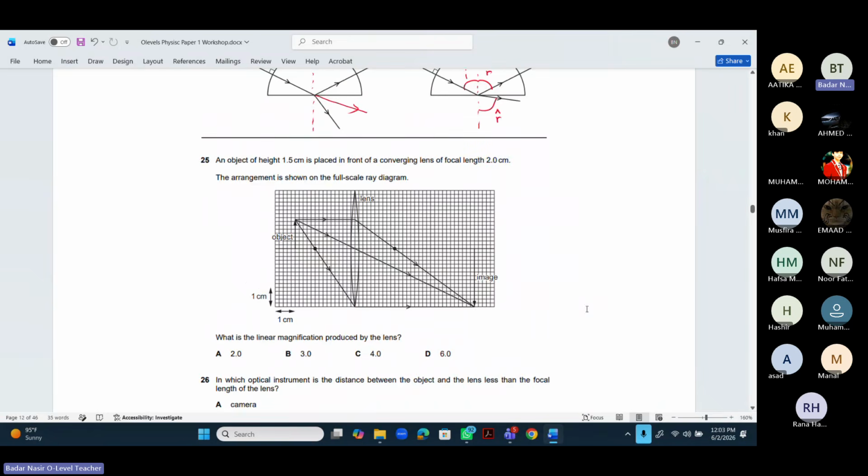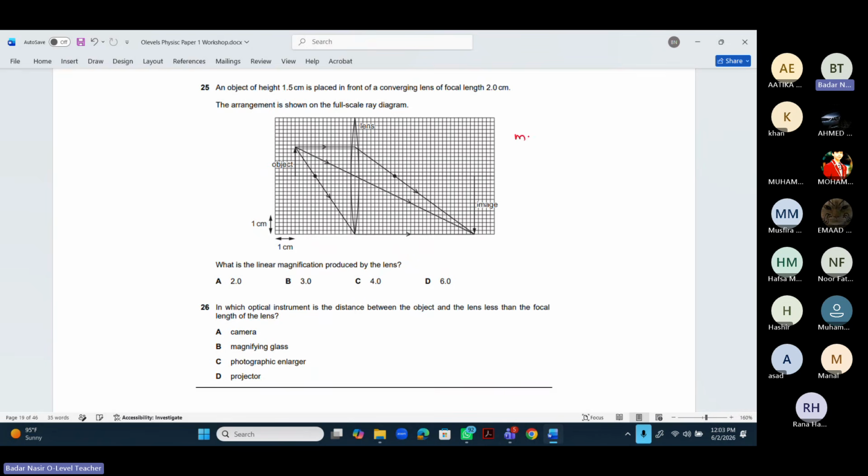Now, 25th, an object of height 1.5 centimeter is placed in front of a converging lens of focal length 2 centimeter. The arrangement is shown on the full scale ray diagram. What is the linear magnification produced by the lens? So magnification क्या होती है? Image height divided by object height. So image height over object height.